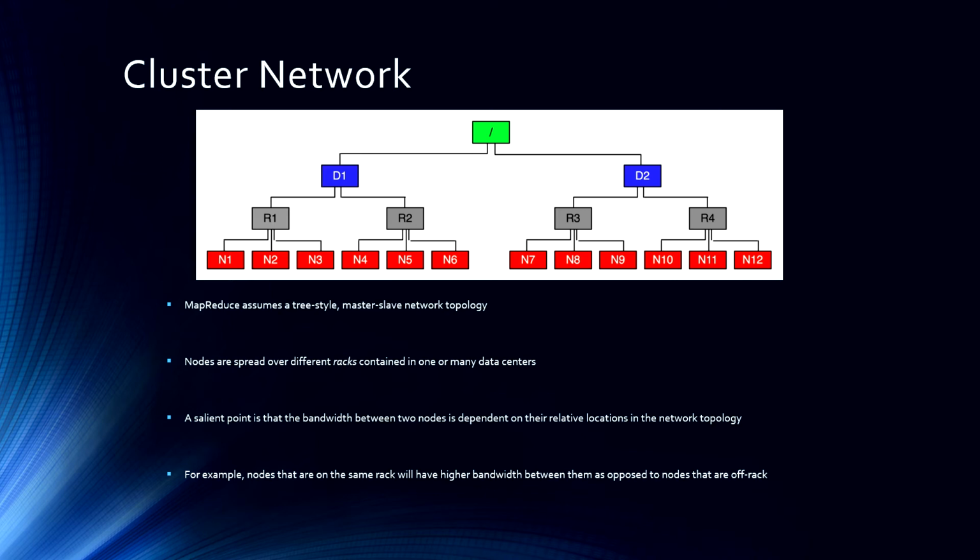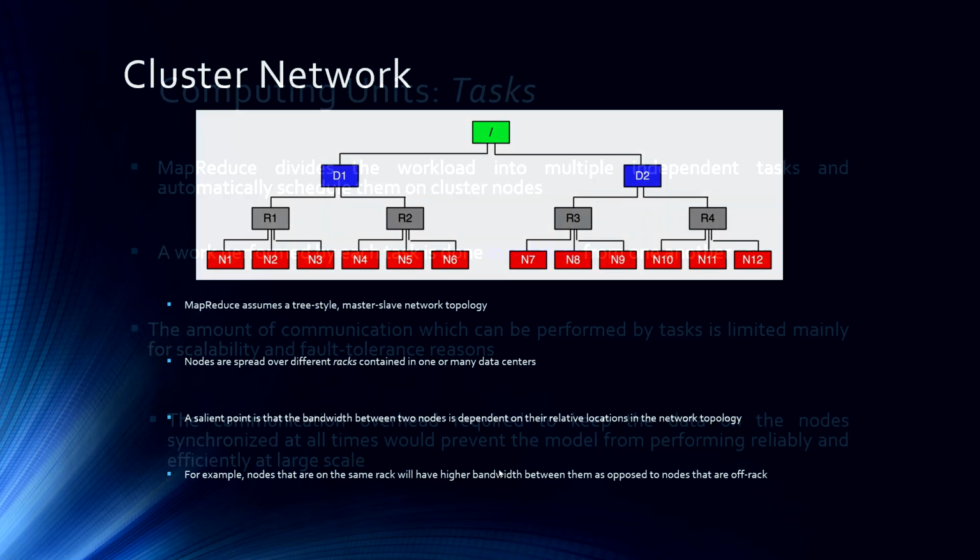So a salient point is that the bandwidth between the two nodes depends upon their relative locations in the network topology. So supposedly node 7 here in rack 3 wants to communicate with node 1, so it can only happen through a master node. So their bandwidth might not be that great, but if node 1 wants to communicate to node 2, it will be really fast. For example, nodes on the same rack will have a higher bandwidth between them as opposed to the nodes that are off rack.